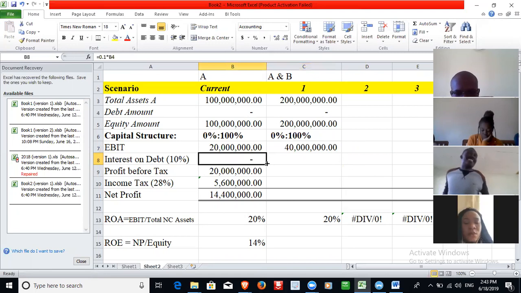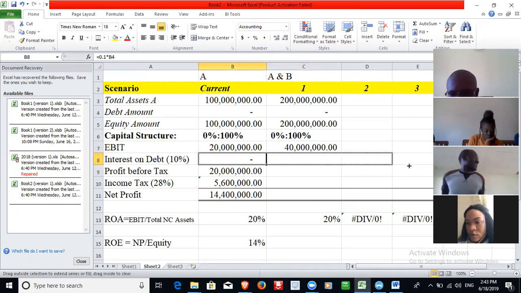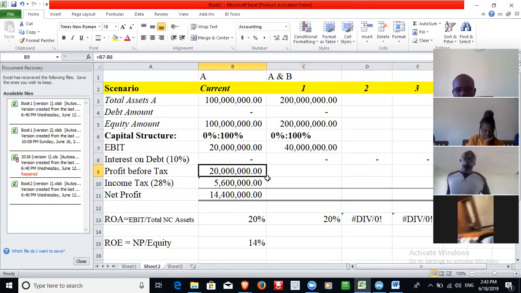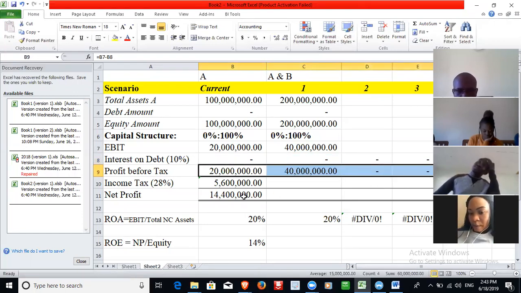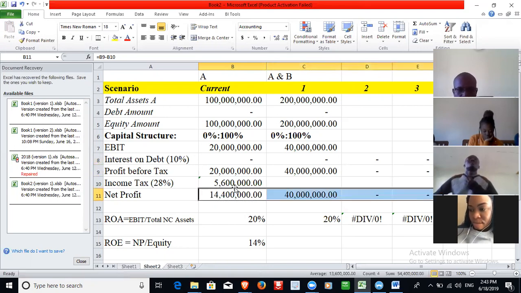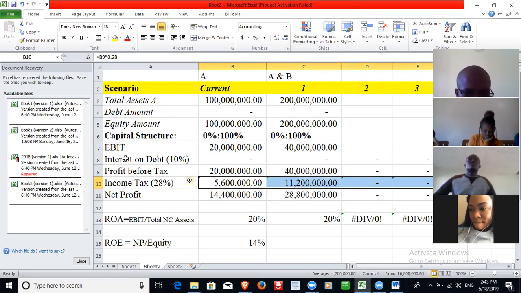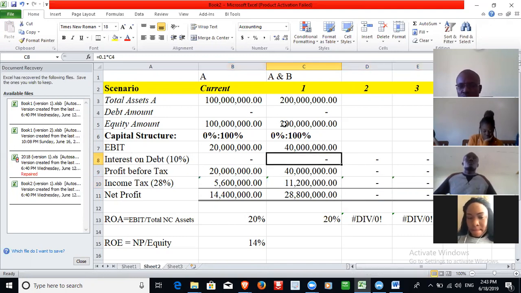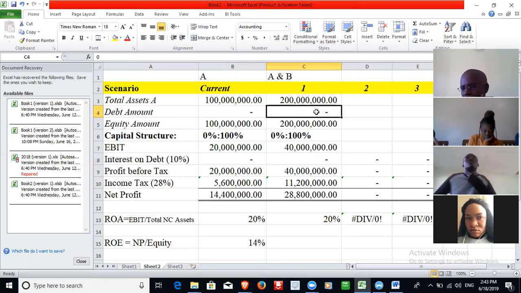Right? Then let me copy the formula across. Therefore, our earnings before interest and taxes is going to be 40 million. And then interest on debt is going to be 0 because we don't have what? Debt there. There is no debt element in this scenario. Therefore, our interest on debt is going to be 0.